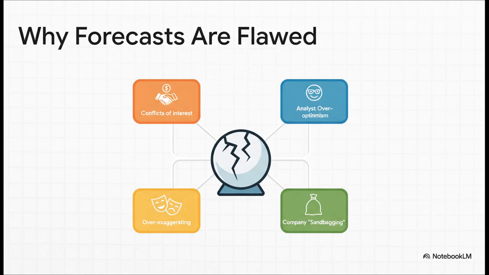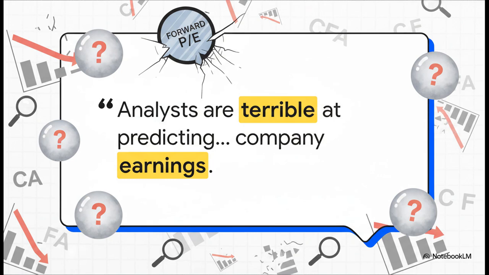And on the flip side, a company that's struggling might over-exaggerate how great the future will be just to distract from a bad quarter. And look, this isn't just my opinion. Joachim Clement from the CFA Institute, and these are the folks who set the gold standard for investment professionals, he put it pretty bluntly. Analysts are terrible at predicting company earnings.